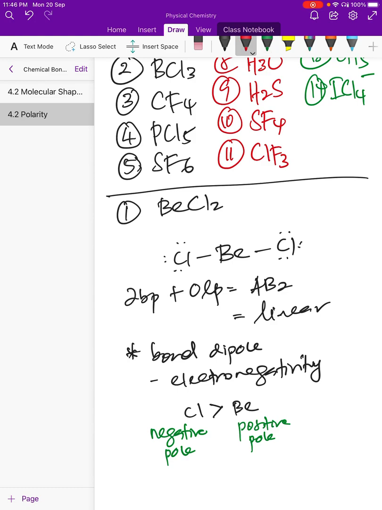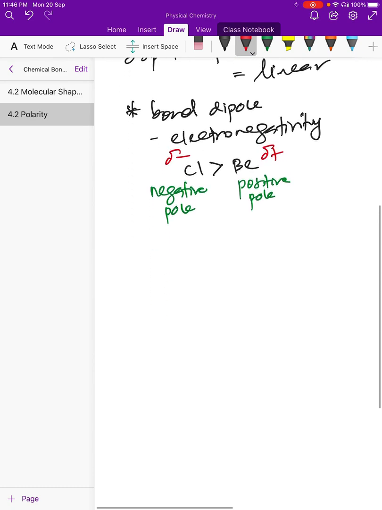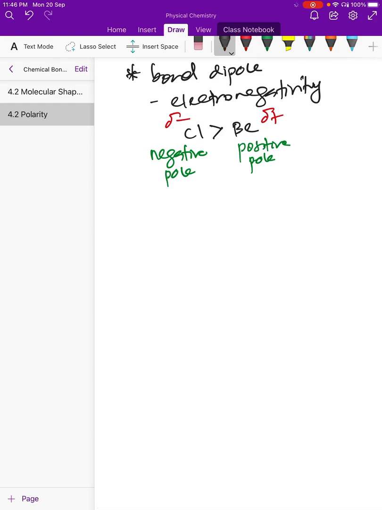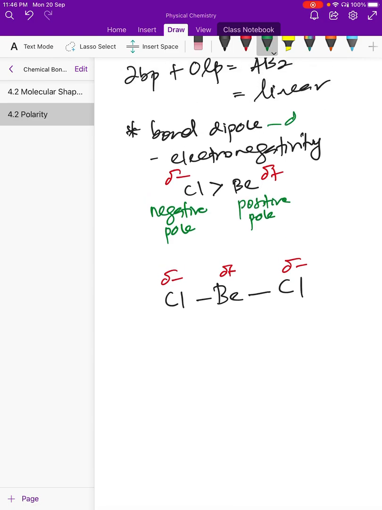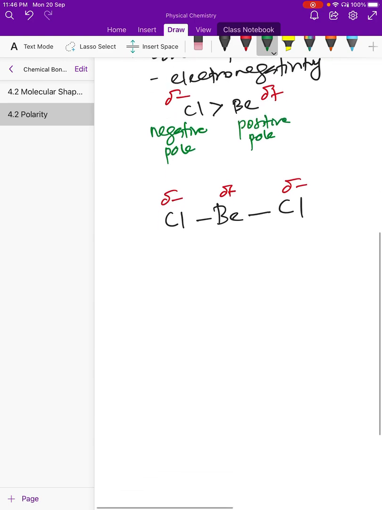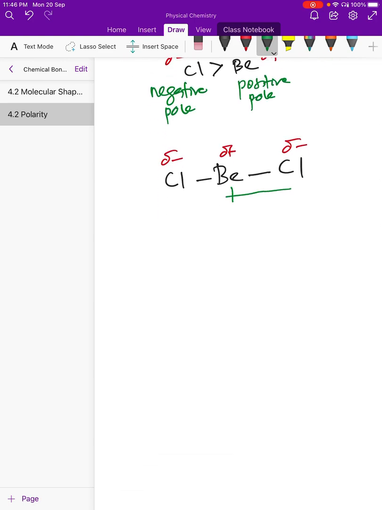So how do we use the symbol? This is the positive pole and this is the negative pole. That is the symbol we use. Going back to the diagram, we have to put the symbol. So we draw the Lewis structure again. Remember, the shape is linear. Okay, and then this is the negative pole, this is the positive pole, and this is the negative pole because chlorine is more electronegative. Therefore, I have to draw the bond dipole. Look, this is the bond dipole, positive like this, positive like this.